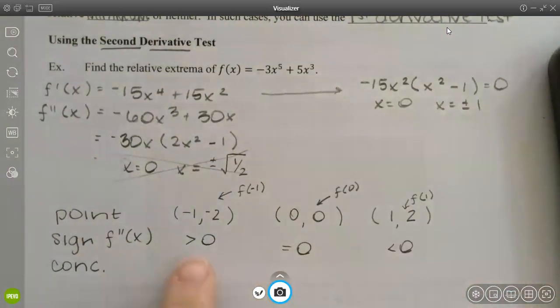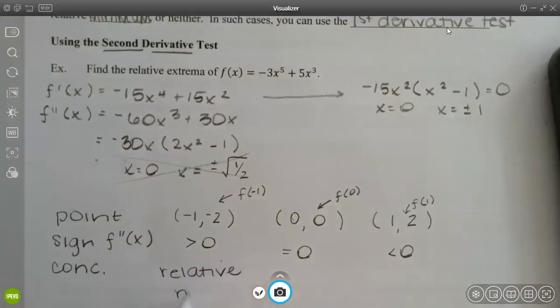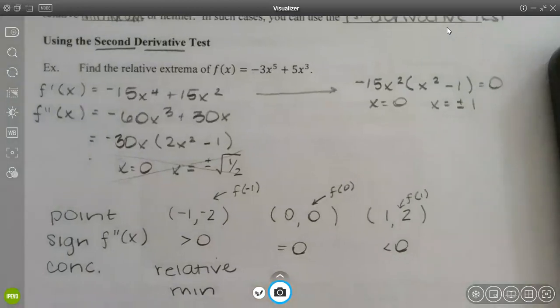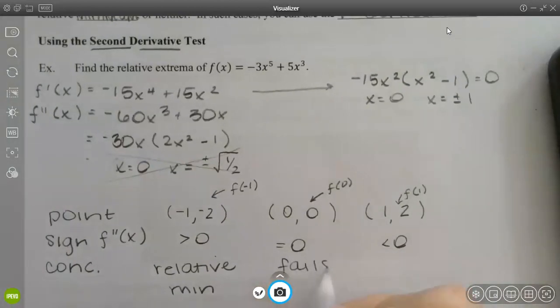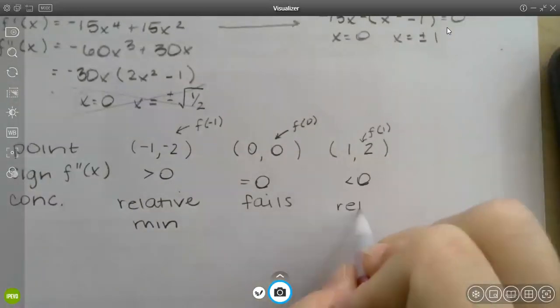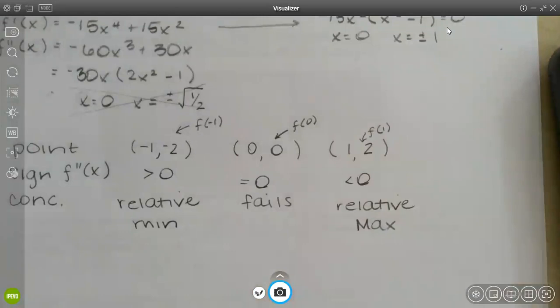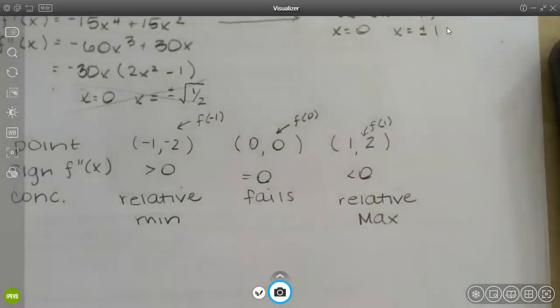So your conclusion: if it's greater than 0, it's a relative min. If it's equal to 0, it fails, so it's neither a relative min nor a relative max. And if it's less than 0, it's a relative max. I honestly do not care which way you do it, whether you do the second derivative or the first derivative and go from there. Any questions?